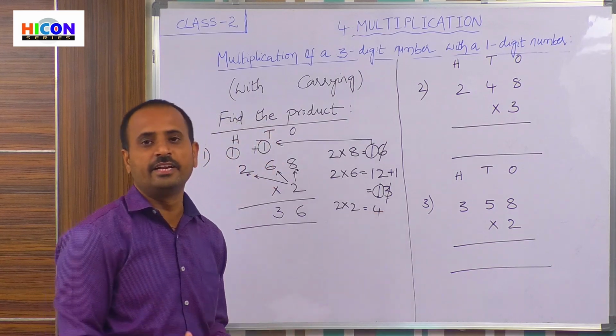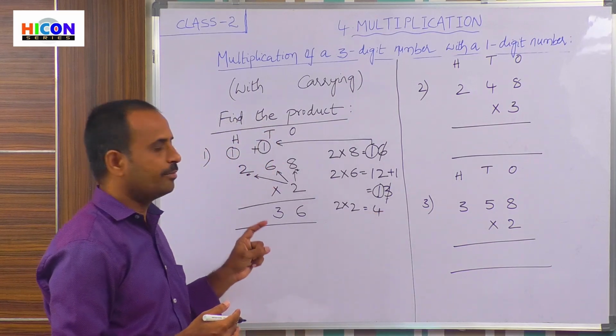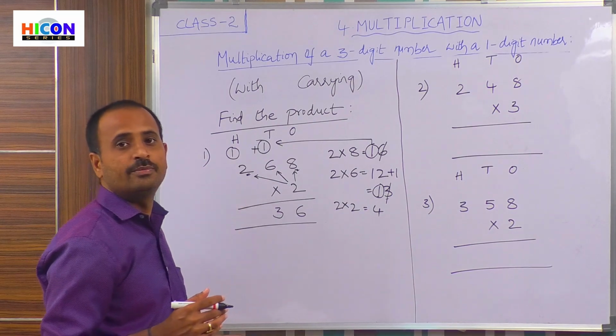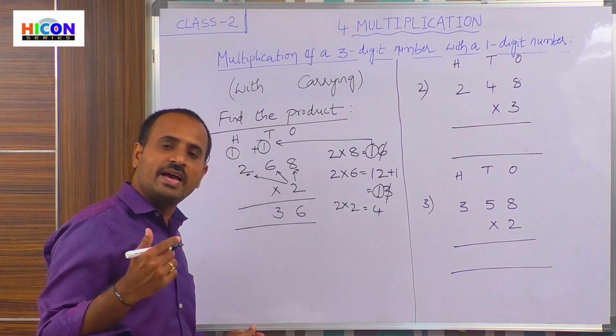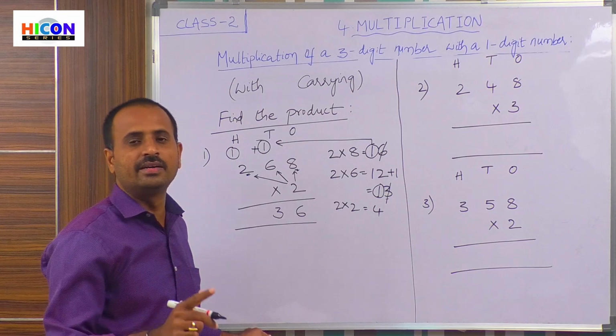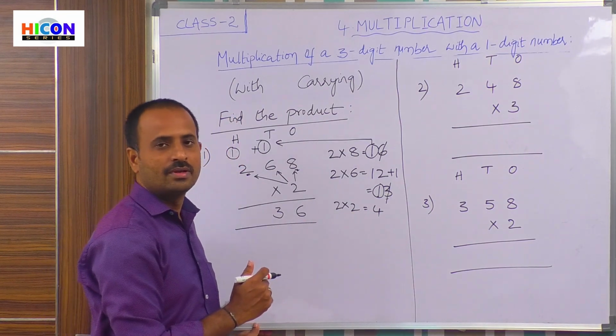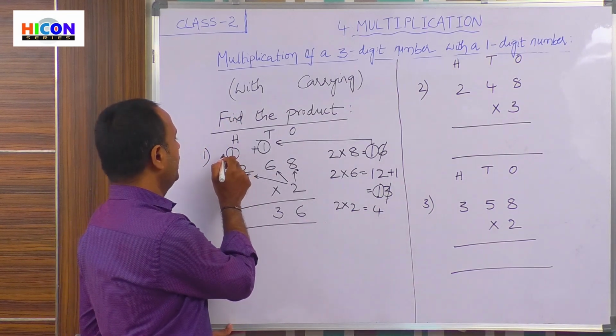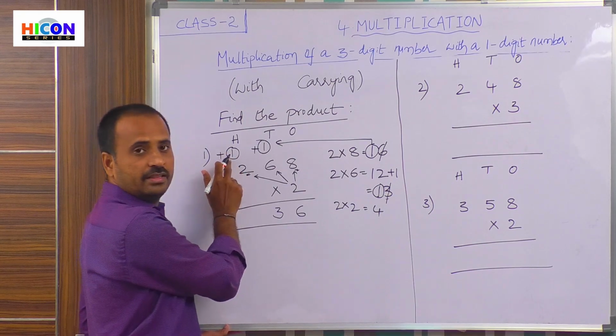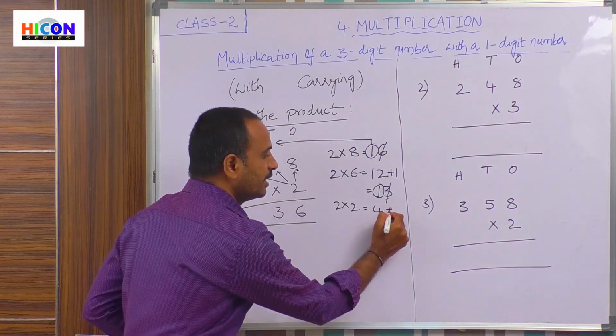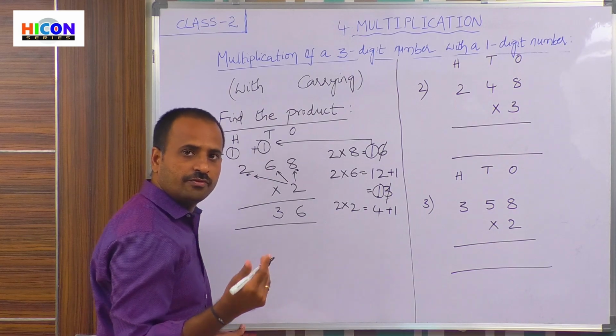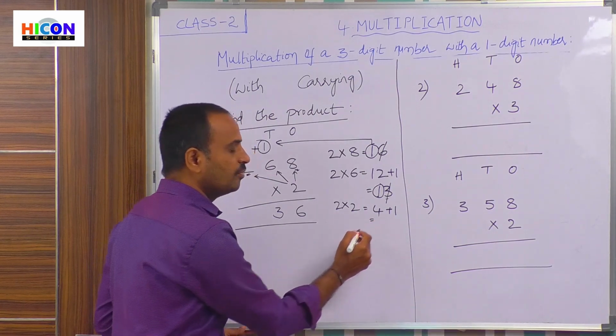And there is a carried number again here. What is the carried number here? 1 is the carried number. Children, remember if there is a carried number, you have to add that carried number to the product. So add this 1 to the product, that is 4 plus 1. Children, 4 plus 1 is equal to how much will you get?